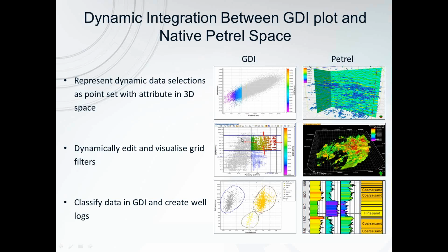Similar things for grid filters. So I have some grid data plotted here. I can filter and dynamically update the 3D parameter in the 3D window. You can also create classifications. So here I have a porosity permeability crossplot. I've made a selection and applied a discrete code to each selection, and from that I can create a facies log, for example.